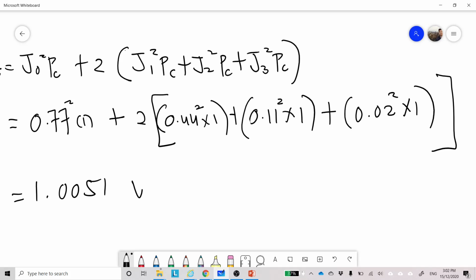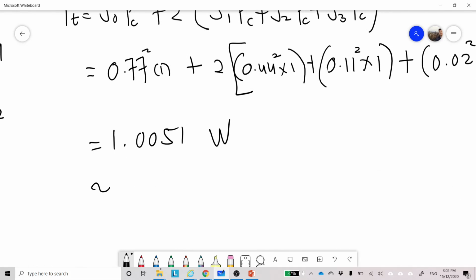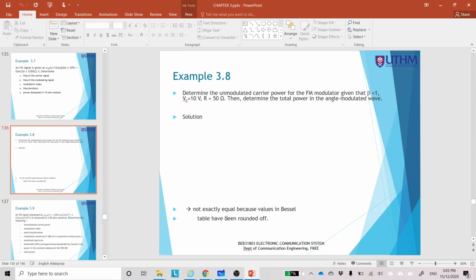1.0051 watt, which is very close to the 1 watt. So this is 1 watt, which is also known as the PC. Itu sebabnya dia katakan dalam nota ini not exactly equal because the value in the Bessel table has been rounded off. Okay.